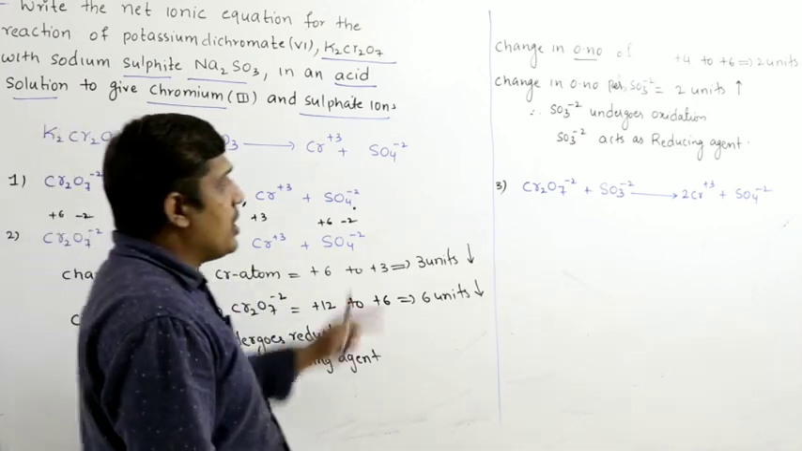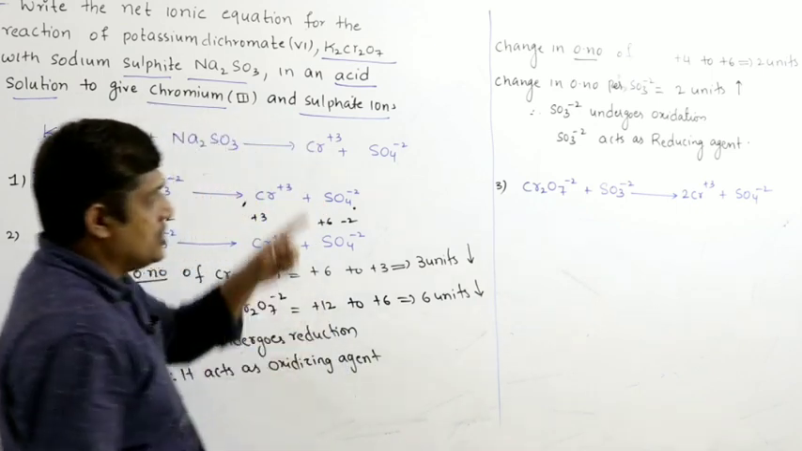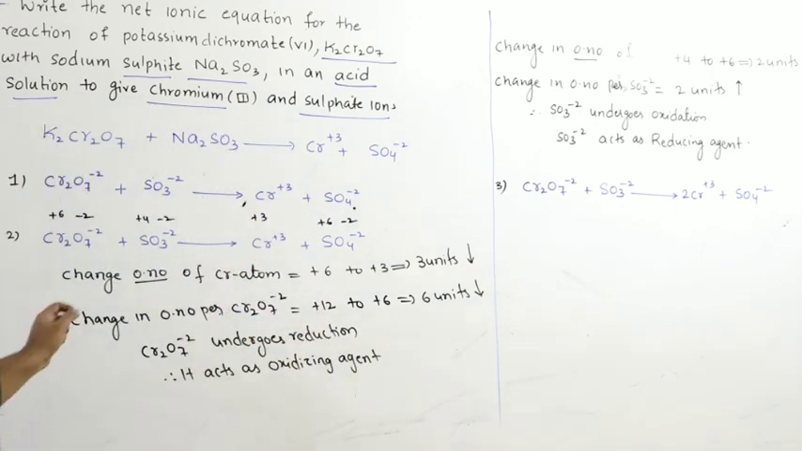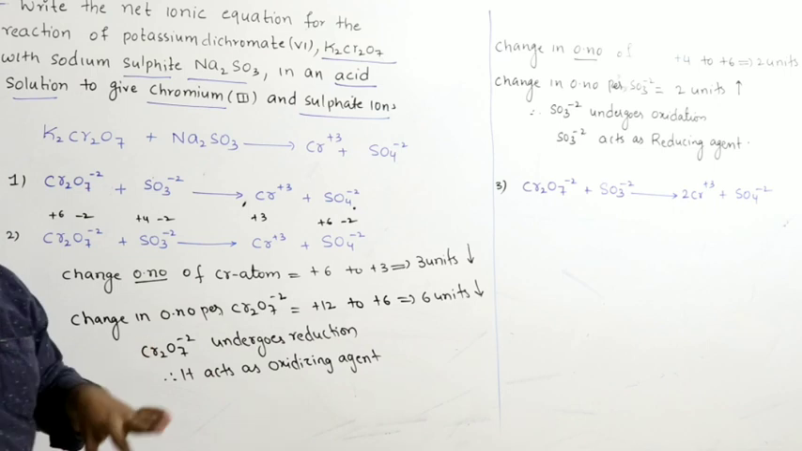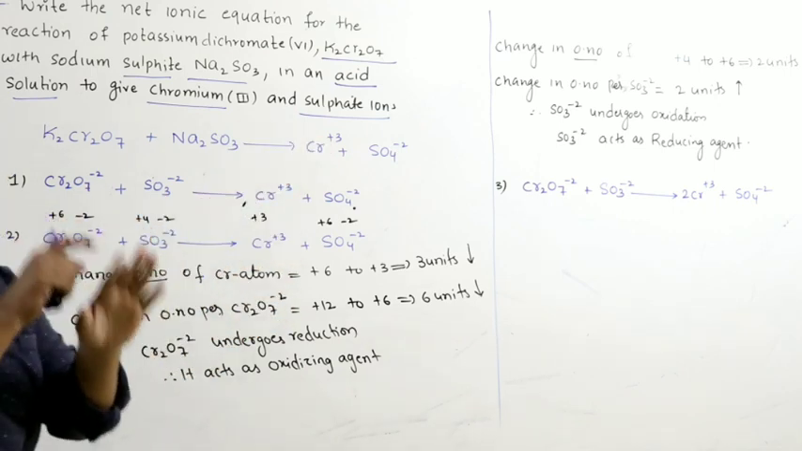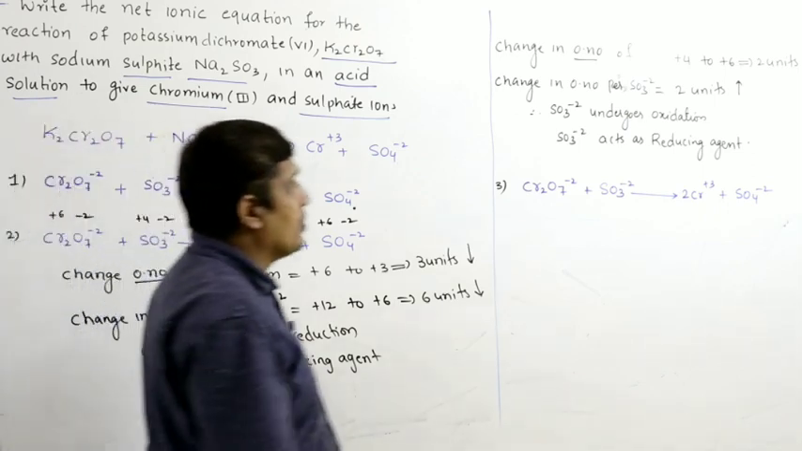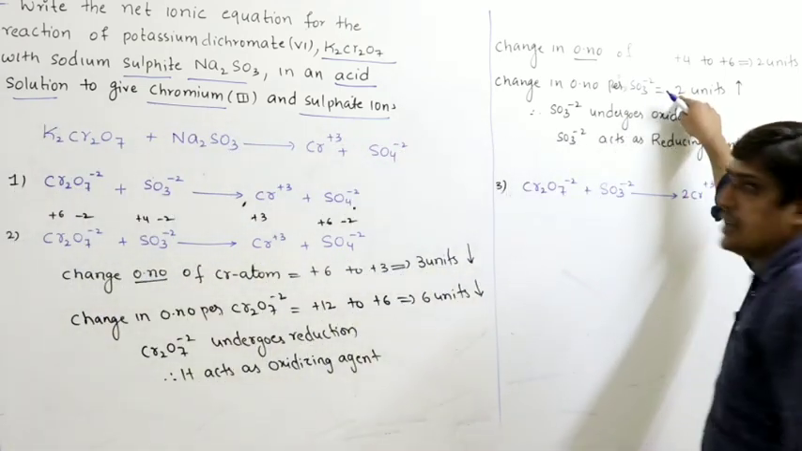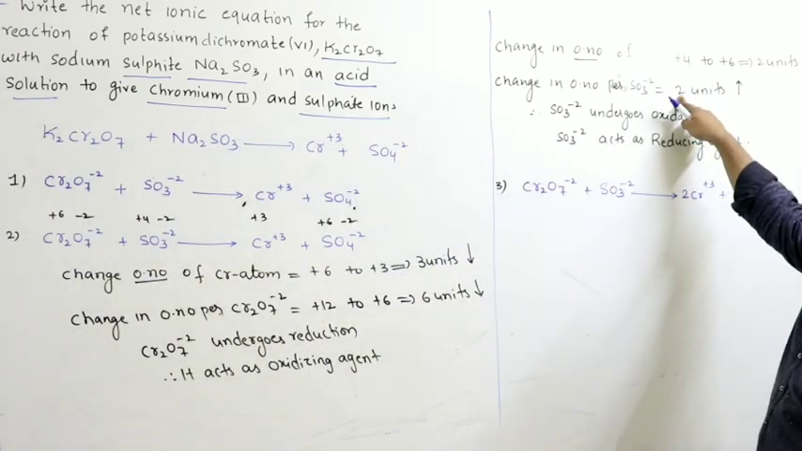Now, the number of units change in oxidation is 2 units, and the number of units change in reduction is 6 units. Are they the same? They are not the same. One is 6 units and the other is 2 units. We have to make them the same. What do we have to do? We have to make this 6 units. How to make this 6 units?